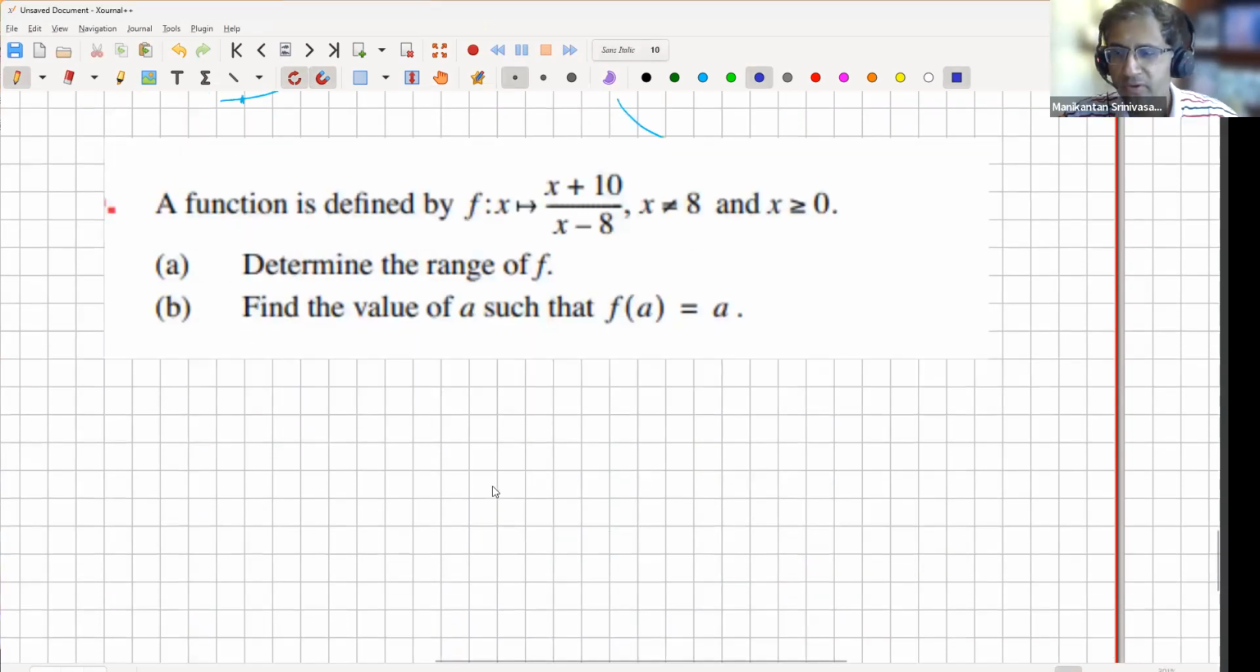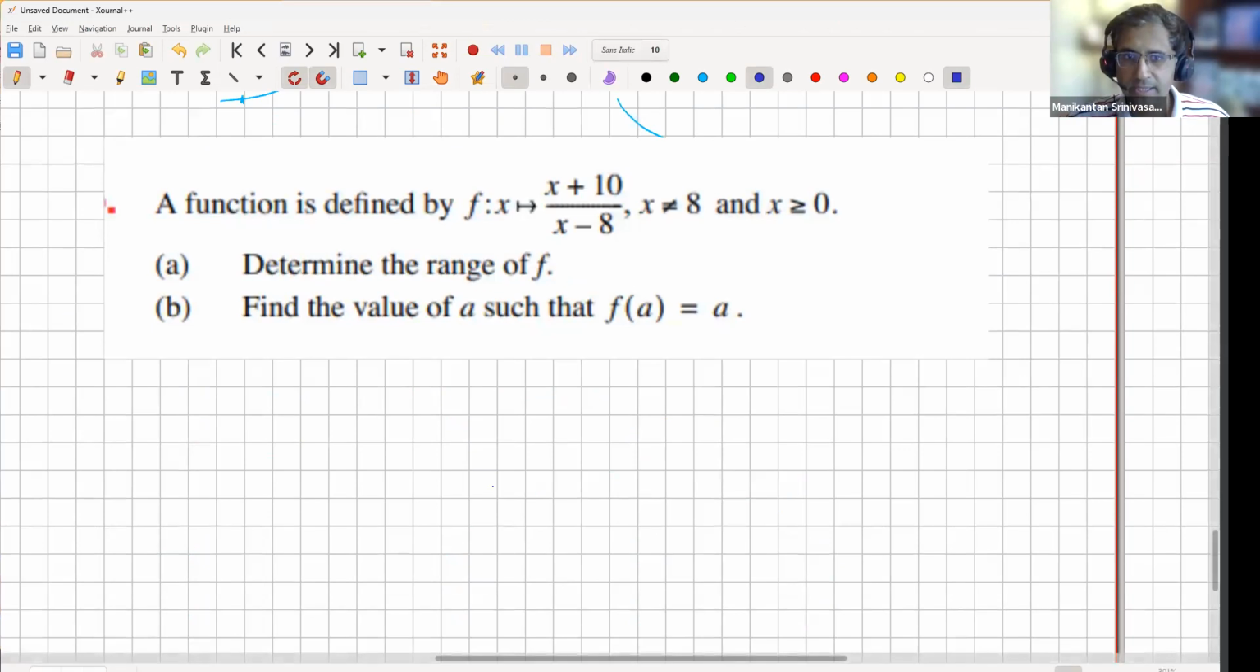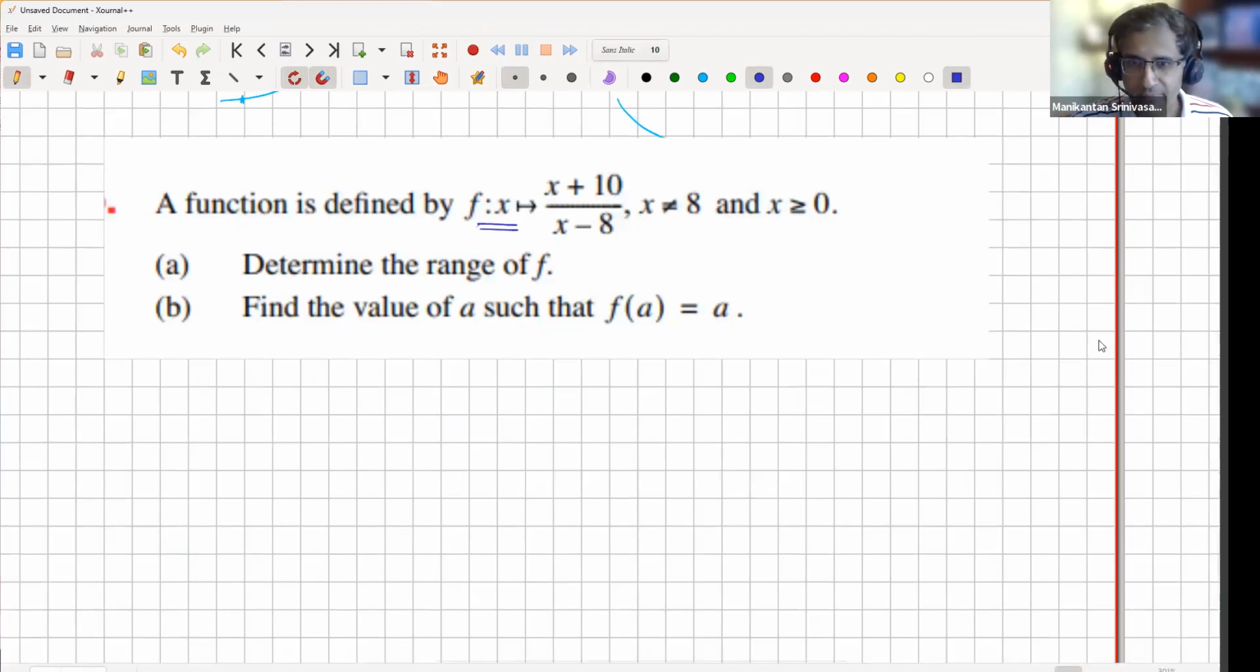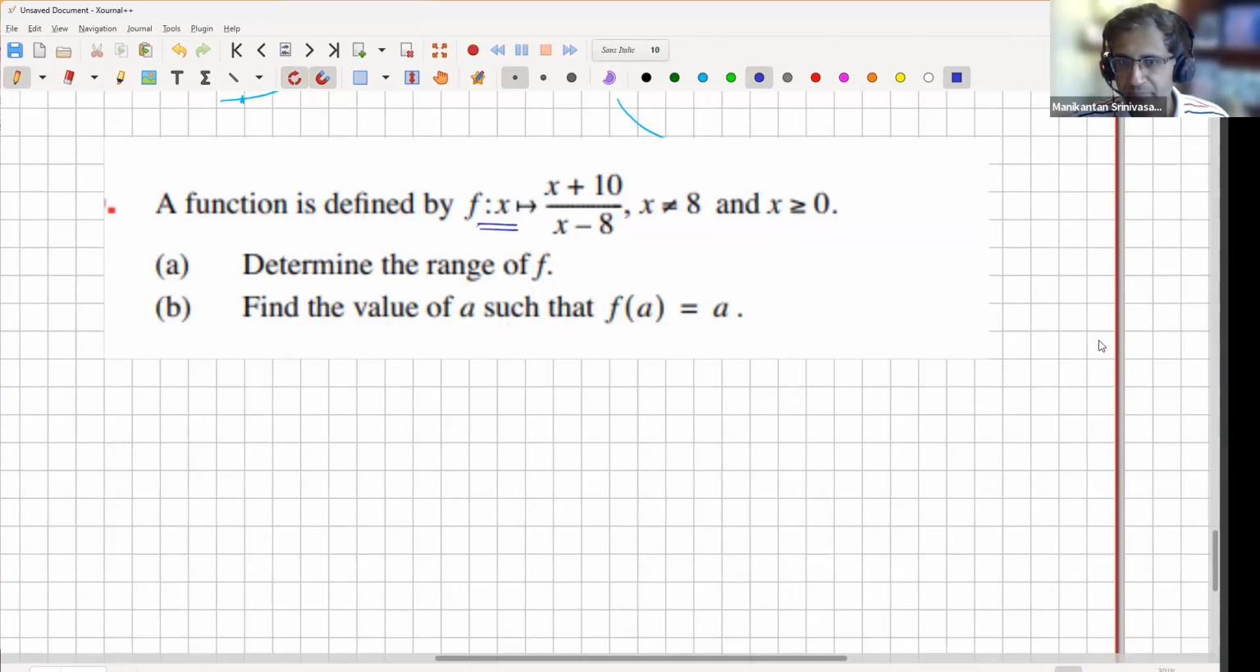So there are different ways of representing a function. You'll see representations like this. Once you see, you'll be able to figure out what they mean, right? So f colon, right? F is a mapping from x to some expression in x. So this is another fancy way of writing f of x is (x plus 10) by (x minus 8). That's all there is.